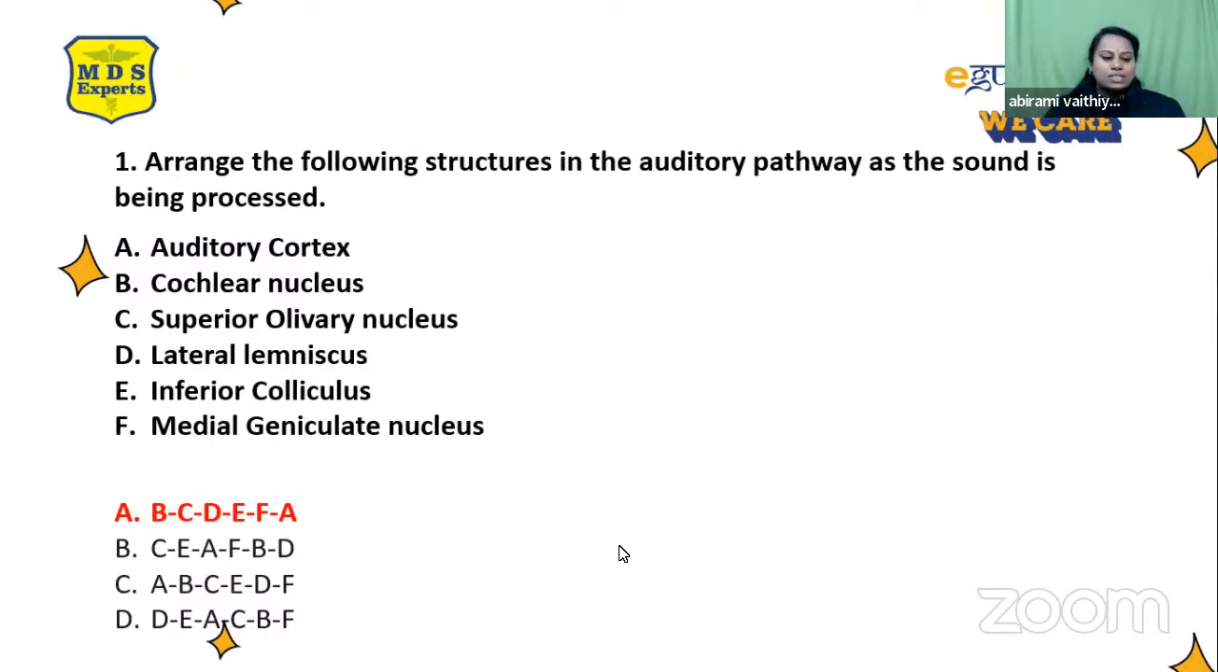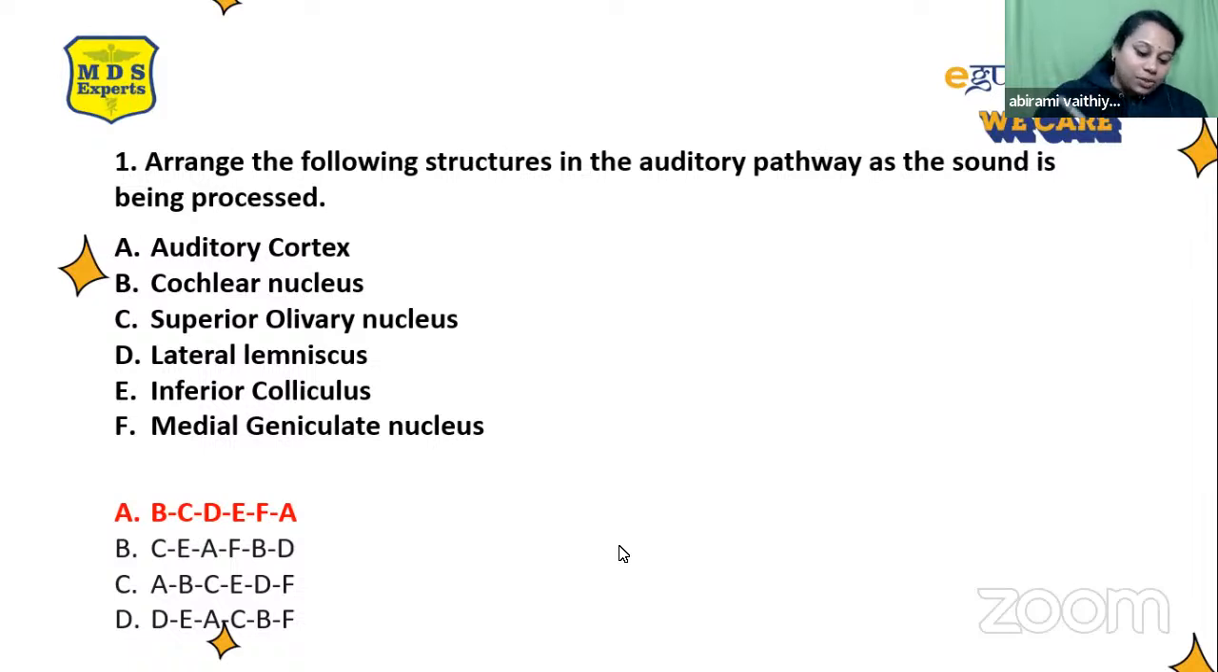So the question was actually a very easy question, but asked in a different pattern, a sequential arrangement question. So this is what INICET exams focus on: asking you the same basic concepts, but in a different pattern of the question. You have to arrange in sequence the following structures in the auditory pathway.